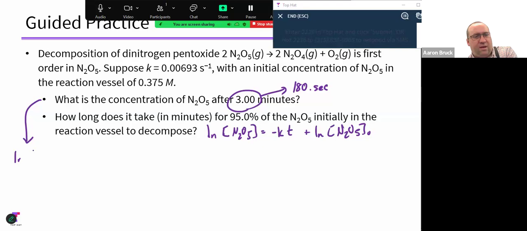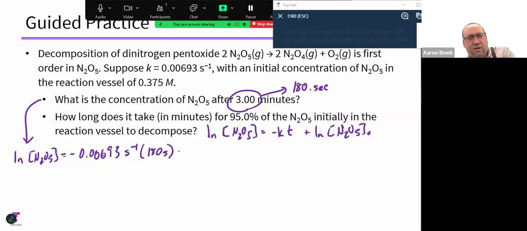So I'm going to set it up. Natural log of the concentration is equal to negative K, 0.00693 reciprocal seconds times the time, 180 seconds, plus the natural log of the initial concentration, which is 0.375 molar. I've got all the data I need. I just need to compute it.